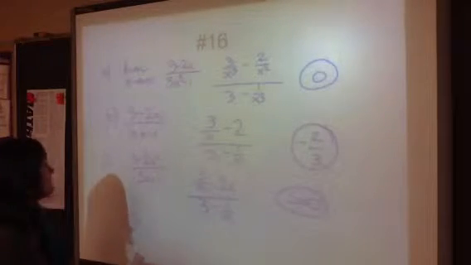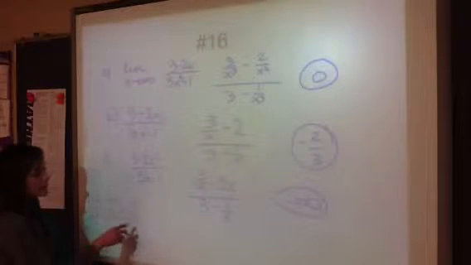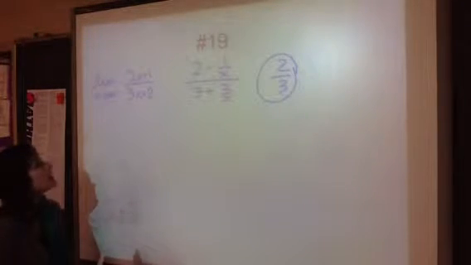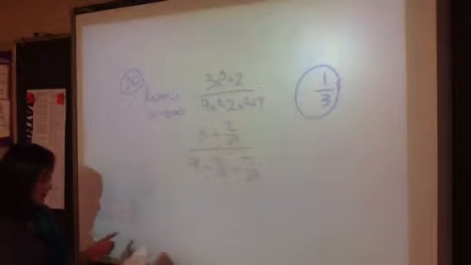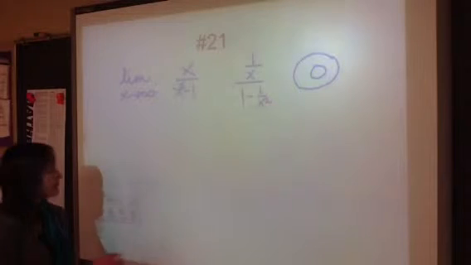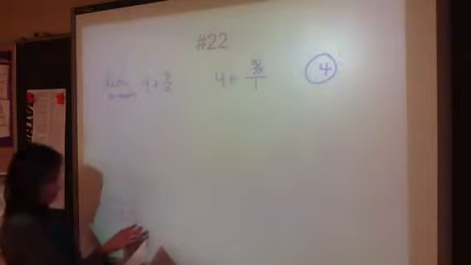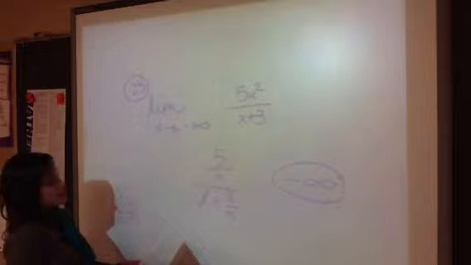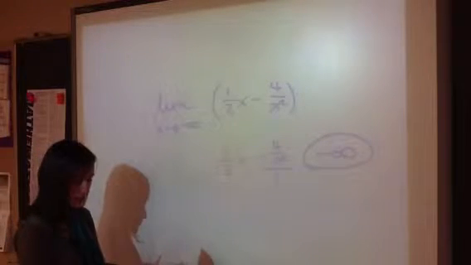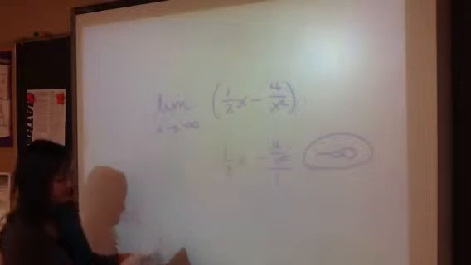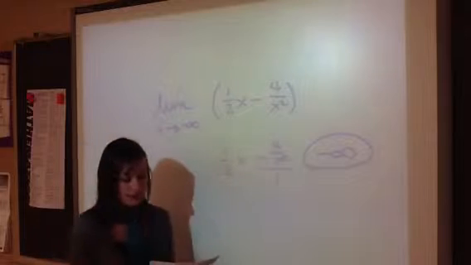16A is 0. B is negative 2/3. C is negative infinity. 19 is 2/3. 20 is 1/3. 21 is 0. 22 is 4. 23 is negative infinity. And 24 is negative infinity. It is out of 16 points. So that one will be out of 16 points.